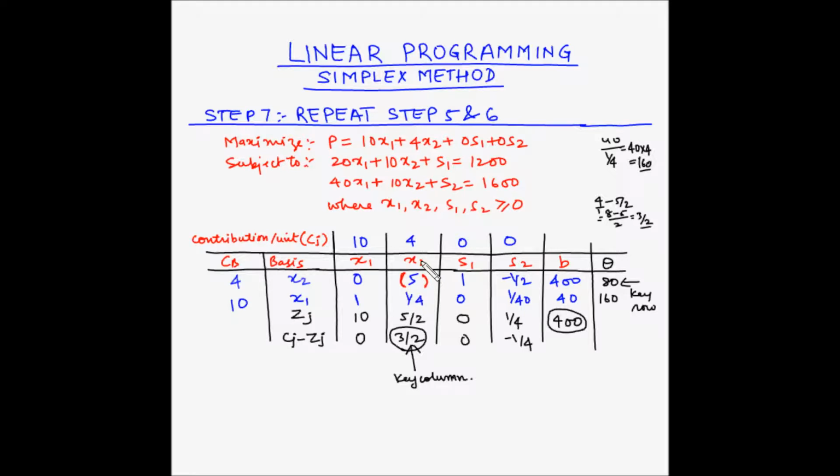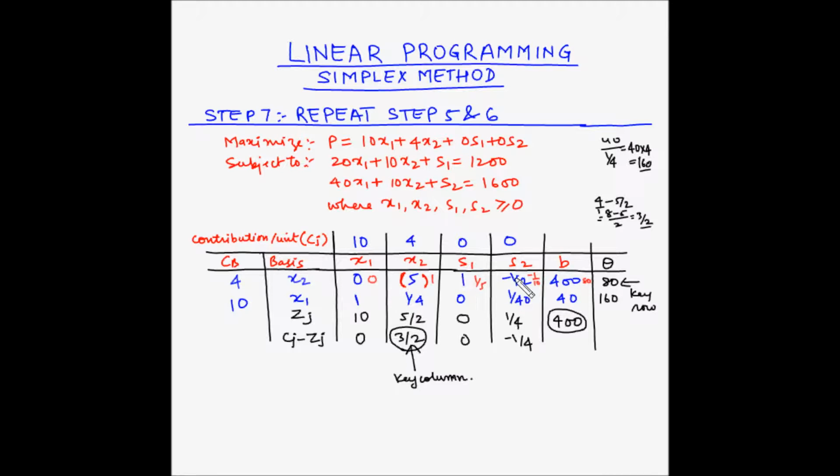Now next, since x2 is the solution or being added to the product mix, basically this column should have ones and zeros. So we have to make this key element as 1. So what we'll do is we'll divide all of these elements by 5. So basically what we are doing is that we are making this key element as 1. So 0 divided by 5 will be 0, 5 divided by 5 will be 1, 1 divided by 5 will be 1 by 5, minus 1 by 2 divided by 5 will be minus 1 by 10, and 400 divided by 5 will be 80.